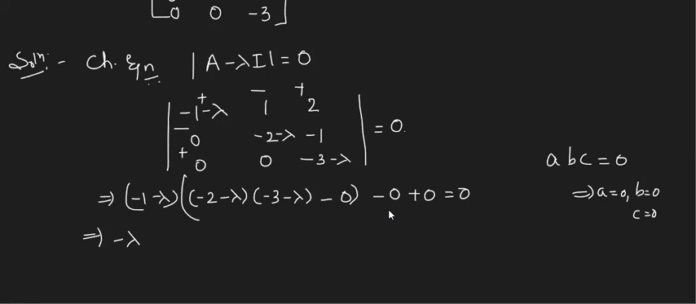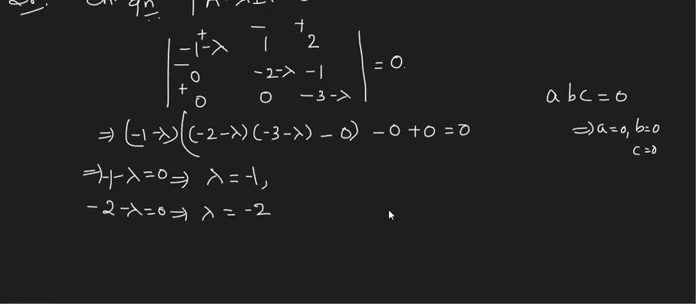So I take this (-1 - λ) and equate it to 0. What is the value of λ? I shift it here: minus 1. Similarly, -2 - λ equal to 0 means λ is minus 2. Next, third bracket: -3 - λ is 0. So what is λ? Minus 3.